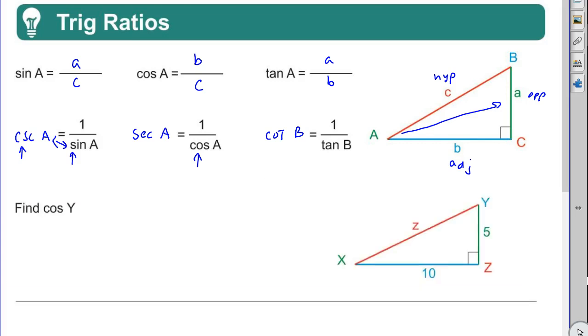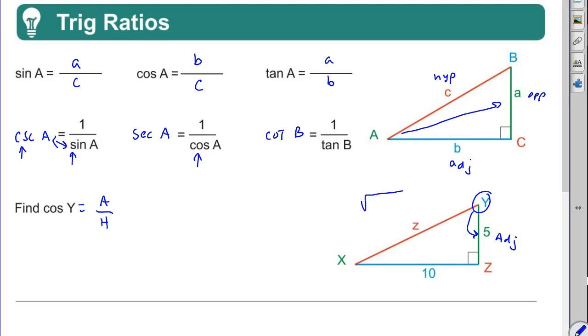If you're given a problem like this, find cosine y. What they want you to do is find, in this situation, the adjacent over the hypotenuse. So I'm going to go to angle y. With respect to angle y, 5 is the adjacent side, again a ray of the angle that is not the hypotenuse. And z is the hypotenuse, and I don't know z right now, so I'm going to have to use the Pythagorean theorem to find z.